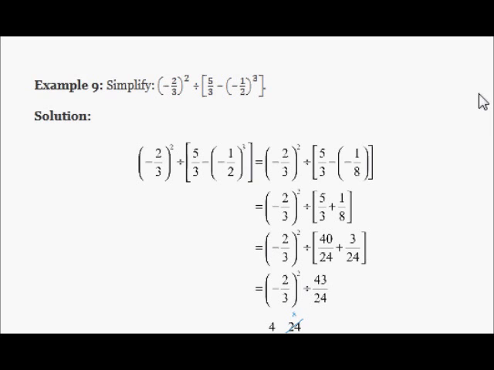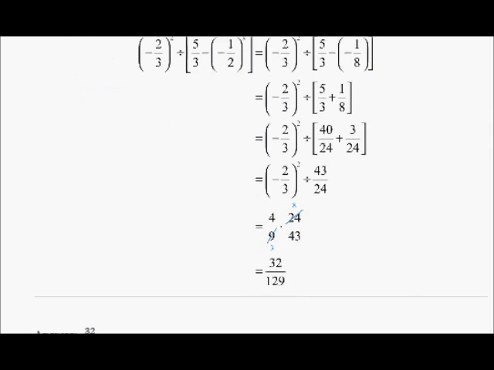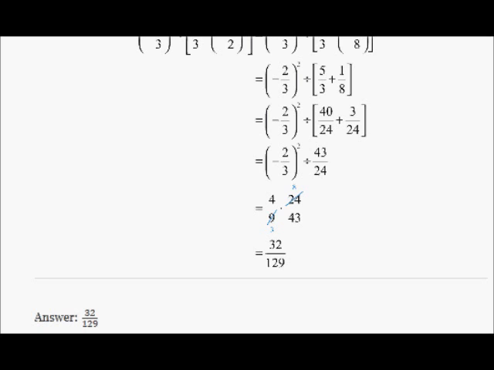Okay, now so you have 4 ninths divided by 43/24. Let's just look at the solution to make it easier. 4 ninths divided by 43/24. Well, you can flip that over, flip the numerator to the denominator, and flip the denominator to the numerator, and you end up with 4 ninths times 24/43.